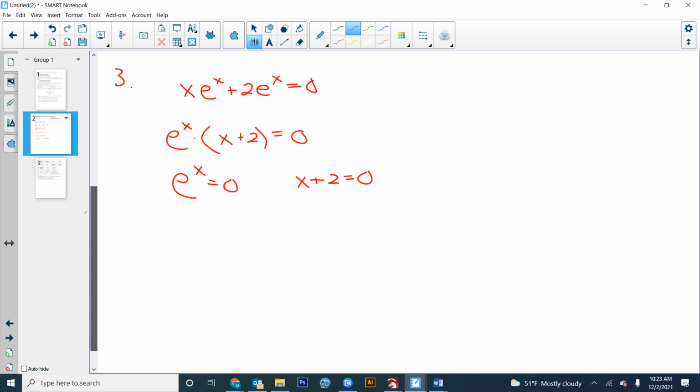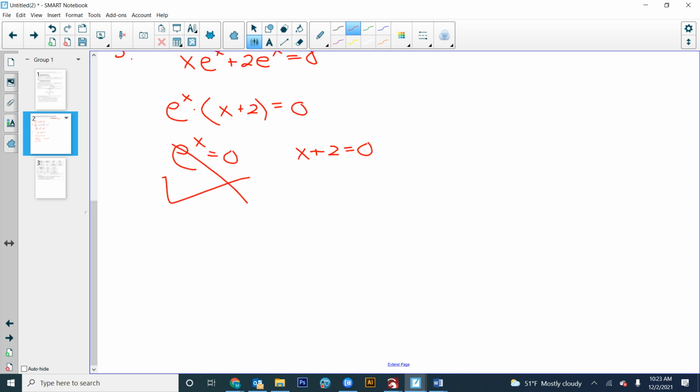I think so. E to the x never equals 0. Do you agree? What does e to the x look like? Oh, it's that guy. And it hovers above the x-axis. Never equals 0. X equals -2 is a possible point of inflection. Does the second derivative ever fail to exist? No. Let's move on to testing.